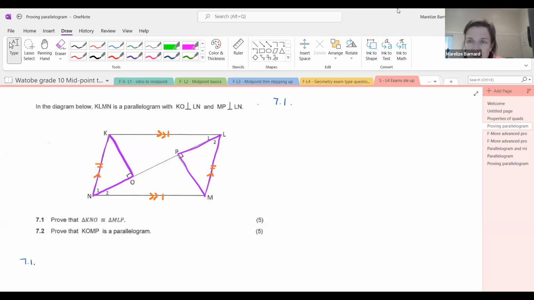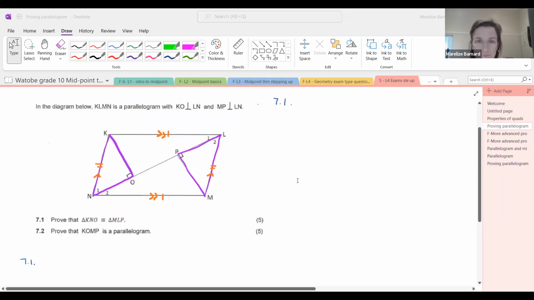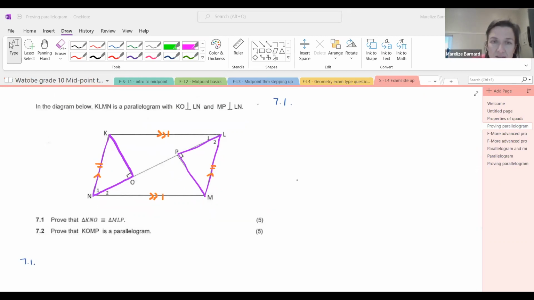Anyone ready yet? Where will we start? So far we've got a side and a side. So KN equal to LM. That's because of the opposite sides of a parallelogram. And then we've got angle KON 90 degrees equal to LPM. That's also given. So we already have a side and an angle. What else can we get?